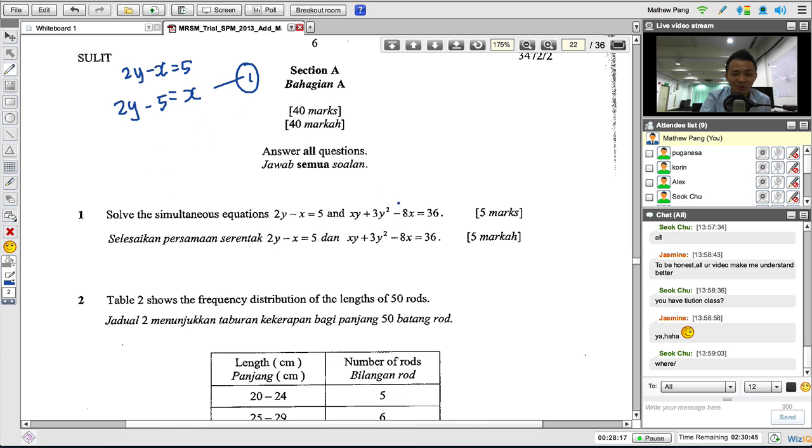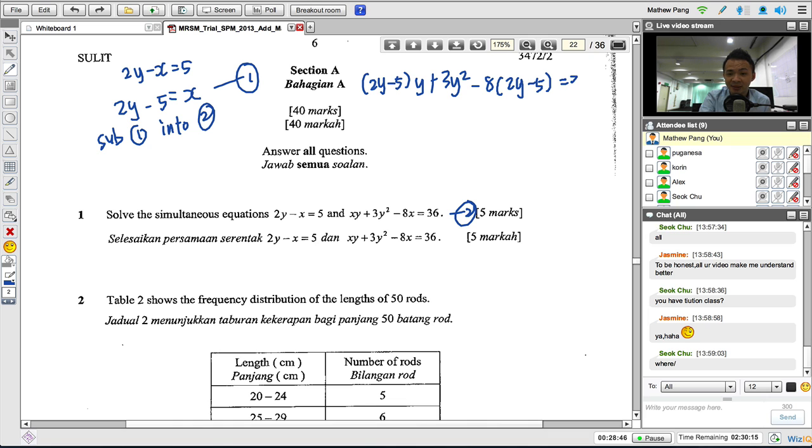Alright, then I substitute this one. I call this one number 2, so I sub 1 into 2. I think most of you can do this very fast. So my x is 2y minus 5. Oh my god, I should write the other one. Let me undo. Okay, my x will be 2y minus 5, equals 36.